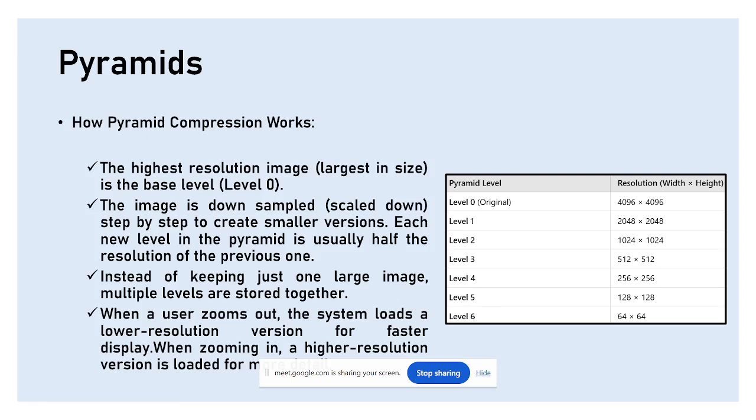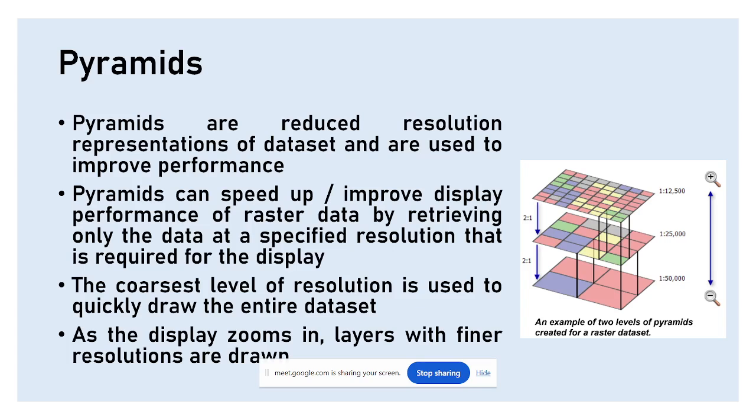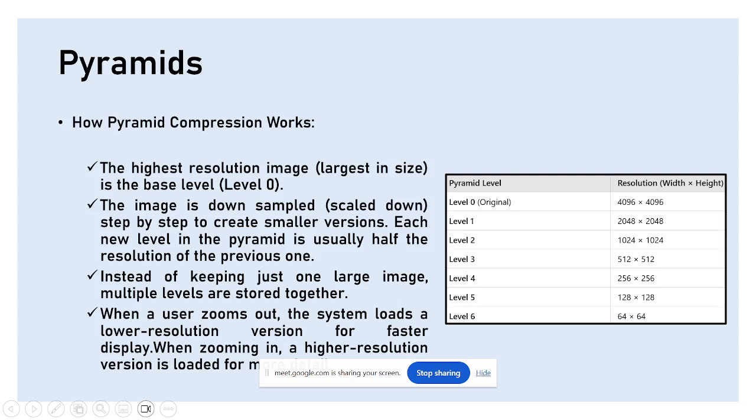So how does it work? The highest resolution image, which is largest in size, is the base level or level 0. That is the highest resolution. The image is downsampled or scaled down step by step to create smaller versions. Each new level in the pyramid is usually half the resolution of the previous one. That is what is given here. This is like a 2:1 ratio. Like that, the resolution is decreasing. This is high resolution and this is low resolution.